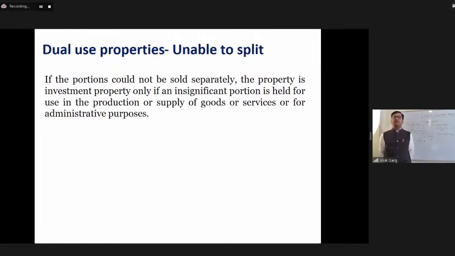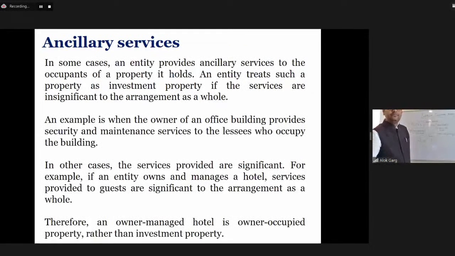If the portions could not be sold separately, the property is investment property only if an insignificant portion is held for use in the production or supply of goods or services or for administrative purposes. So we have seen that. In some cases, an entity provides ancillary services to the occupant of a property it holds. An entity treats such a property as an investment property if the services are insignificant. For example, when the owner of the building provides security and maintenance services to the lessee who occupies the building.